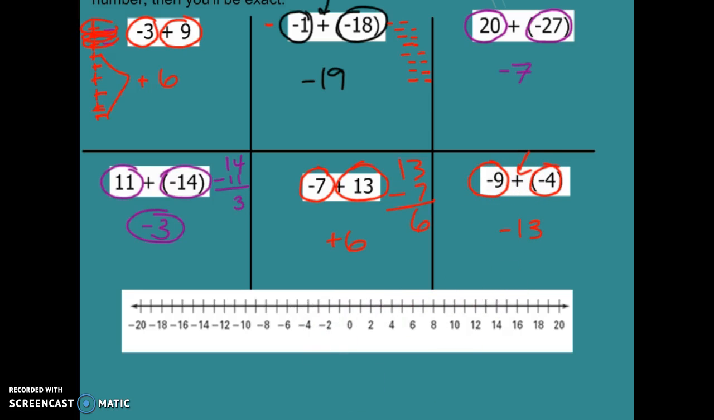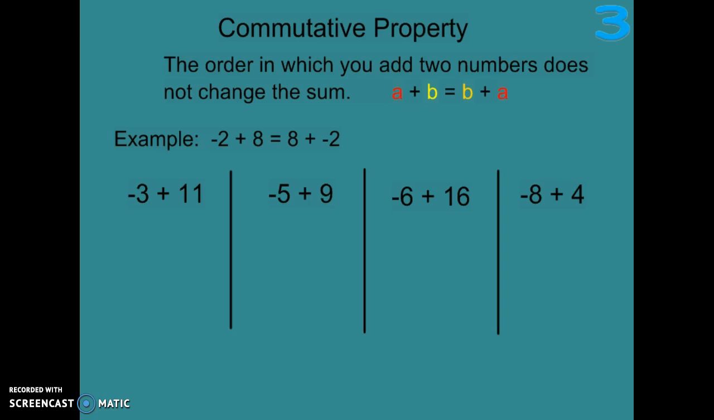Again, if you want to use the number line instead, we went first to negative 9, and then we went another negative 4. 1, 2, 3, 4, so we end at negative 13. Flip over to the back side.